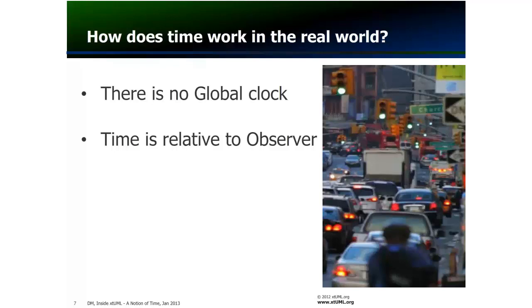So the first step is to recognize that an xtUML model is an abstraction of the real world, and consequently only needs to include the key attributes of time.